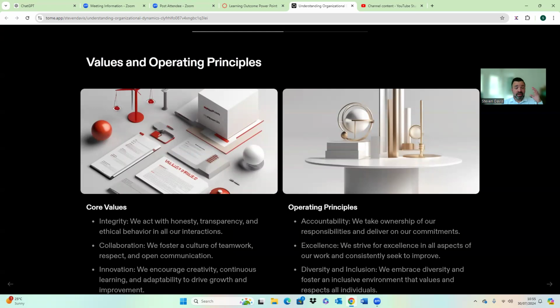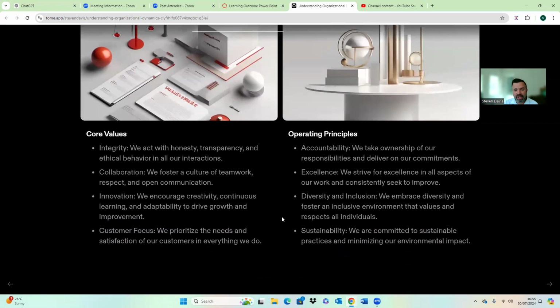We've already spent a little bit of time talking about those core values and those operating principles. Some of your core values will be around integrity, so acting honest and transparent, collaborating with the workforce, innovation, and customer focus. These aren't yours, they're just examples of core values. And then the principles of how you do that. So we take ownership of our responsibility. This is how we do that. We strive for excellence in what we do. We embrace diversity and foster this. So these are lovely, what I call sweeping statements.